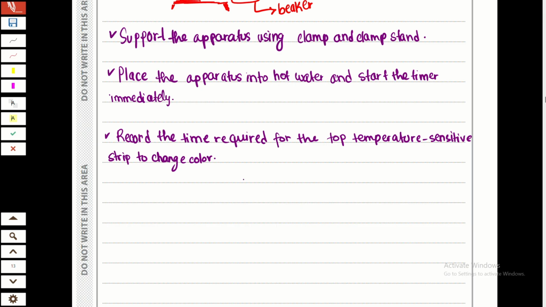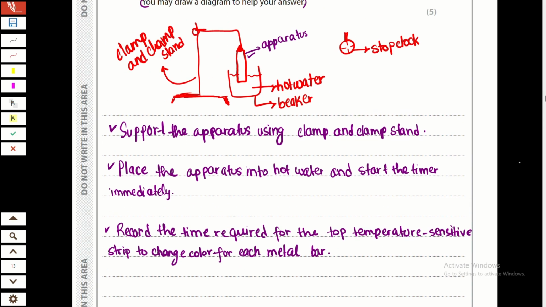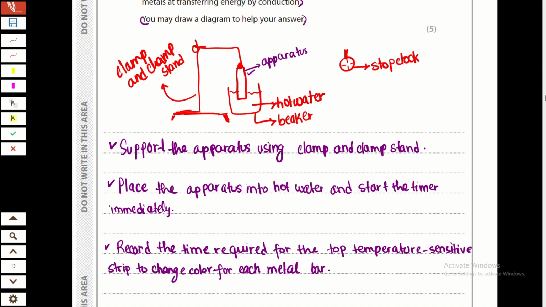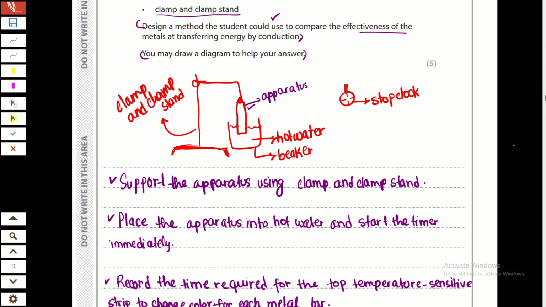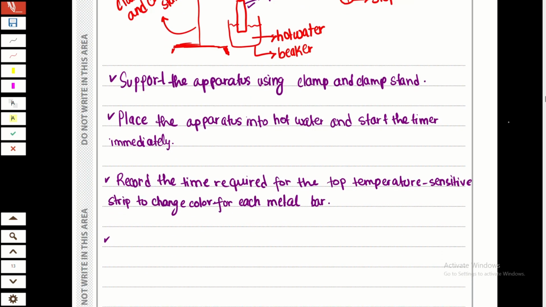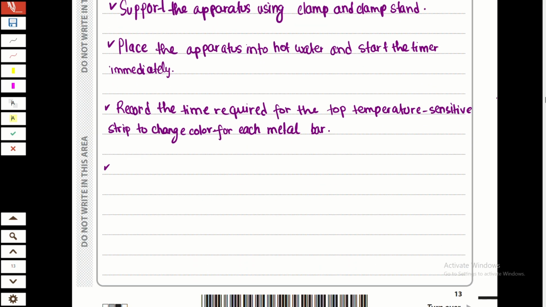So record the time required for the top temperature sensitive strip to change color for each metal bar. Now after that, in order to make the results more reliable, the student needs to repeat using the same apparatus. So the student has to allow the apparatus to cool. After the apparatus has cooled, the student is going to repeat the entire experiment once more and will calculate multiple values of time for each metal bar. And after that, the student is going to calculate an average value.